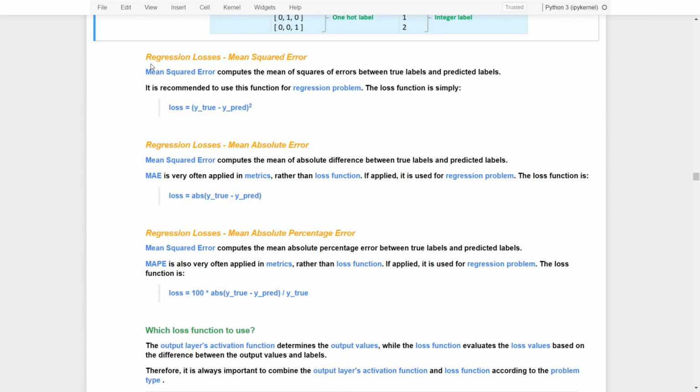And then we have 3 commonly used regression losses. That is the mean squared error, mean absolute error, and also the MAPE, that is the mean absolute percentage error. Mean squared error computes the mean of the squares of error between the true labels and predicted labels. We just take its squares and then also take the mean of the summed up value. It's recommended to use this function for regression problems, and this is the loss function on one of the samples.